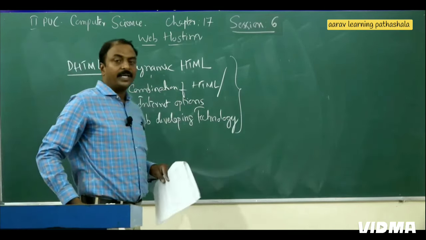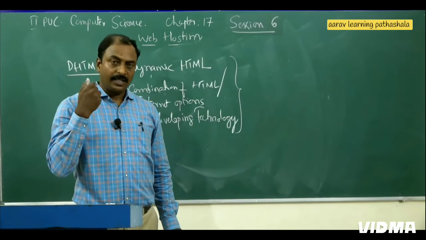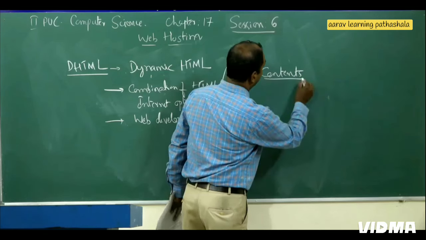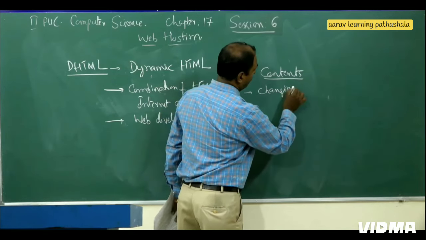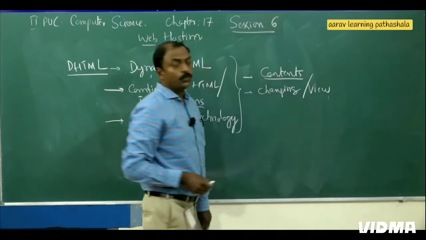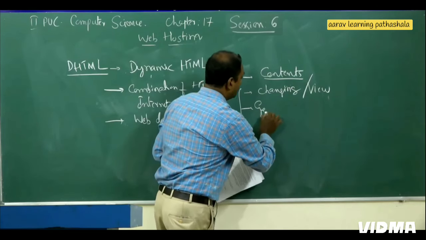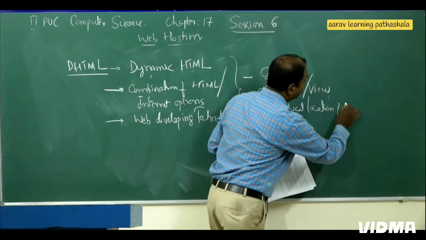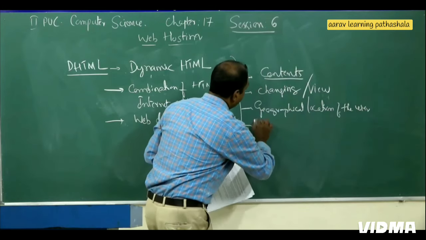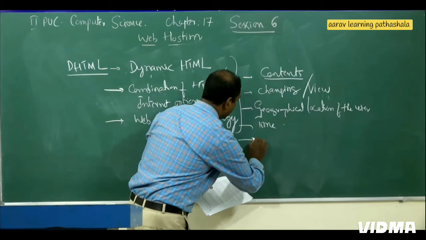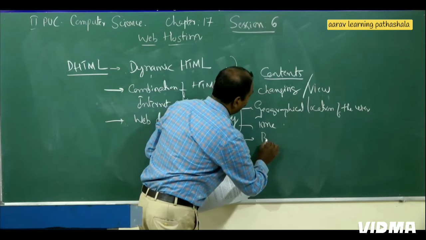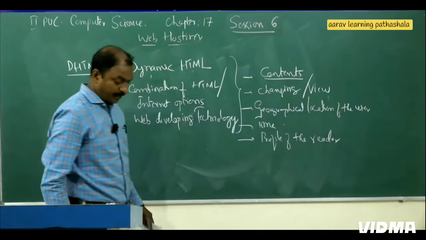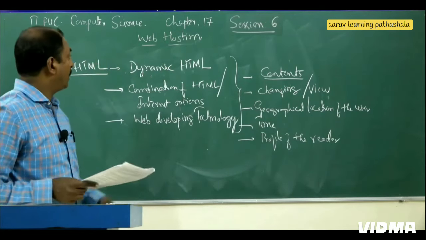So what keeps changing? Any website which has been developed with DHTML or HTML, the contents of the website are changing, or by view, can be changed. It depends on the geographical location of the user, the time of the view, and the profile of the reader. So dear students, what is the meaning of this dynamic website or dynamic HTML?